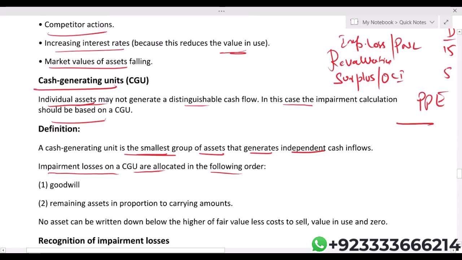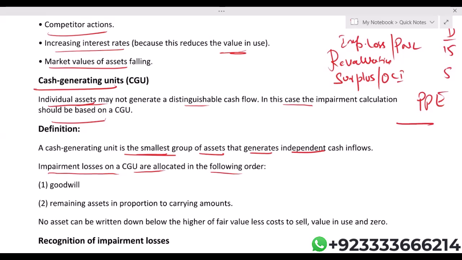If there is any specifically mentioned asset, then the impairment loss is first charged to that asset. For example, let's say due to a blast, or an explosion within the organization, particular plant and machinery is destroyed. Then obviously first you have to allocate the impairment loss to that plant and machinery.